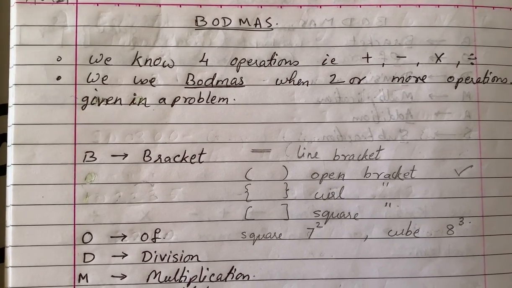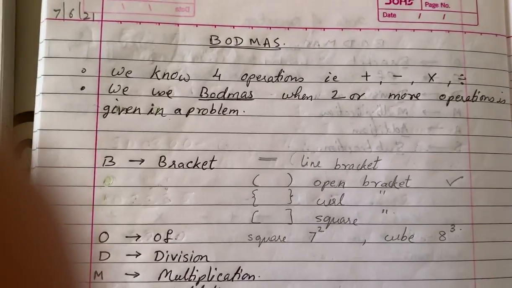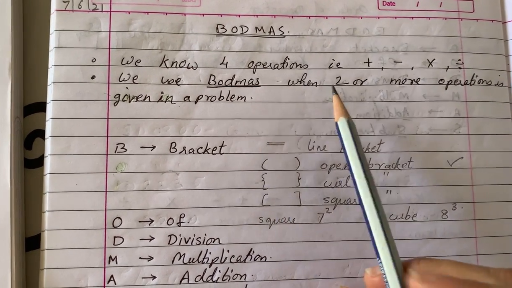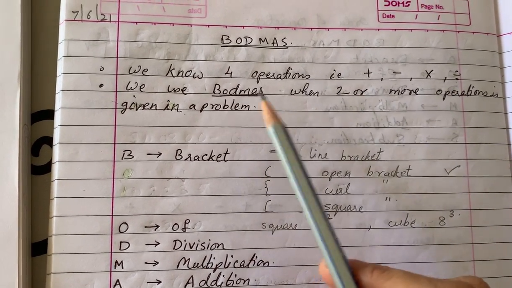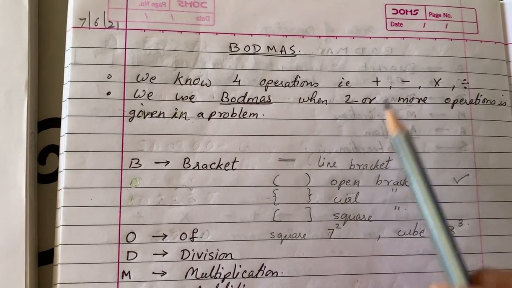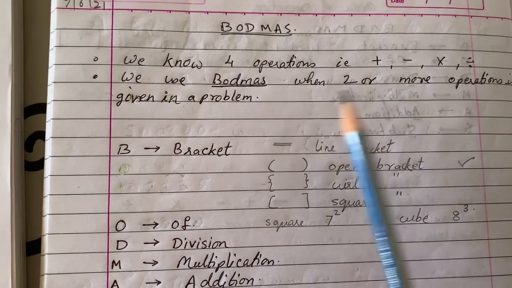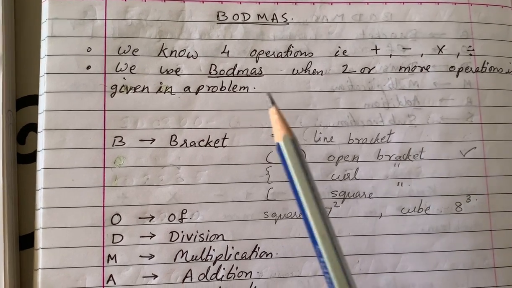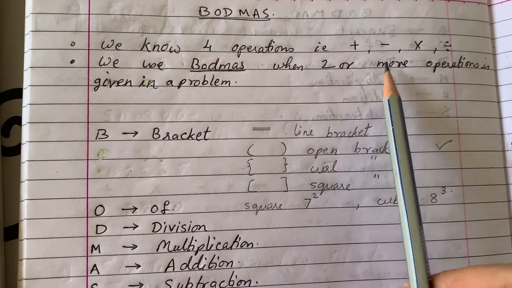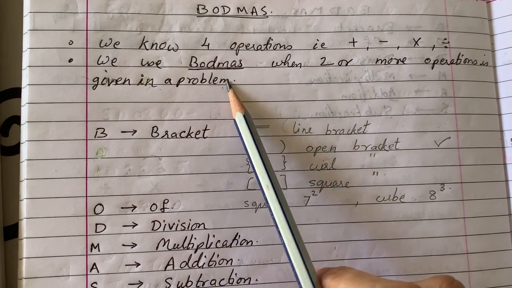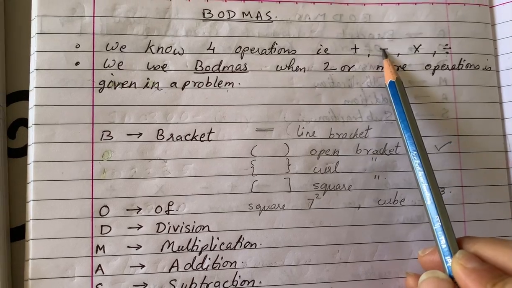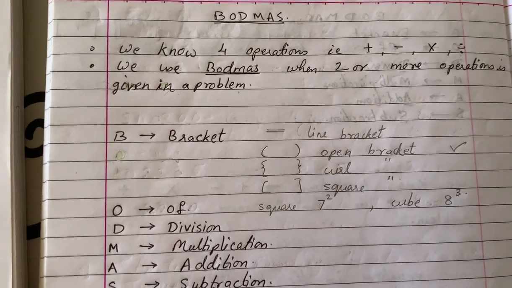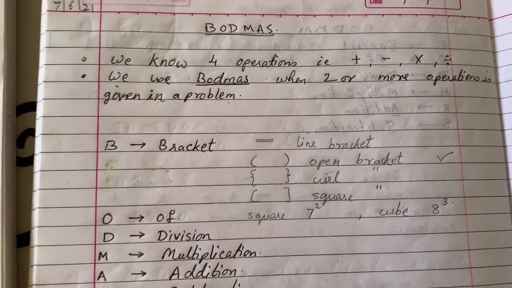Now we know four operations, that is plus, minus, multiplication and division. Now when all these four operations or any of these two or three operations are in the same equation or in the same problem, we will study how to solve the problem. So we use Bodmas rule when two or more operations are given in a problem. This means, suppose if plus, minus, multiplication, division, if all these four are given in one single problem, then how we will be solving it.